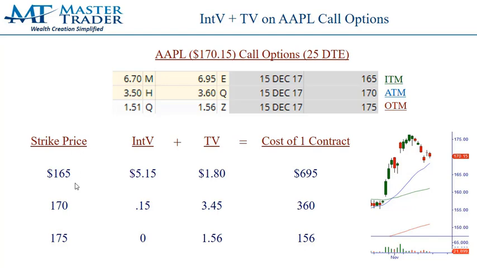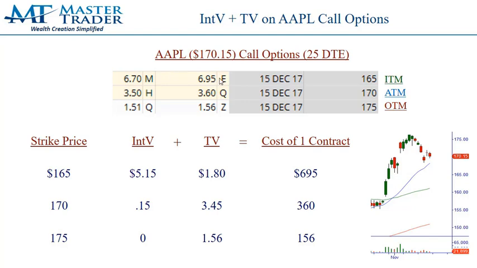So back to the 170s. It's 350 by 360. So if I bought 1 contract at 360, remember that's 100 shares, so that's $360. So 0.15 of that is intrinsic value. So the entire difference is 3.45 a share is time value of this $170 call.